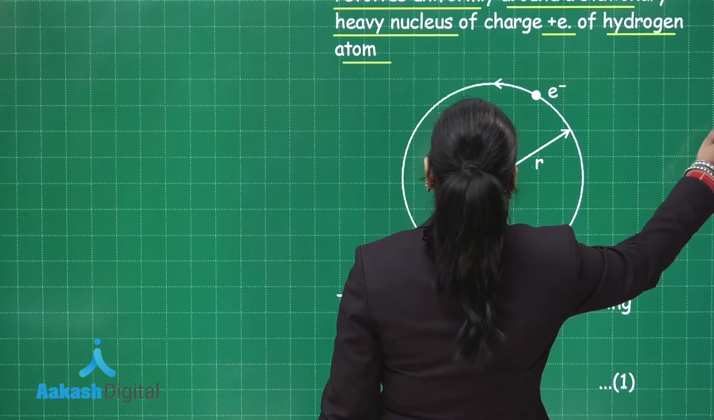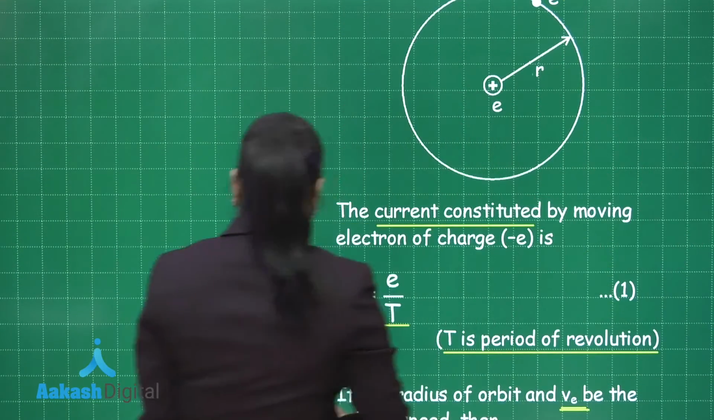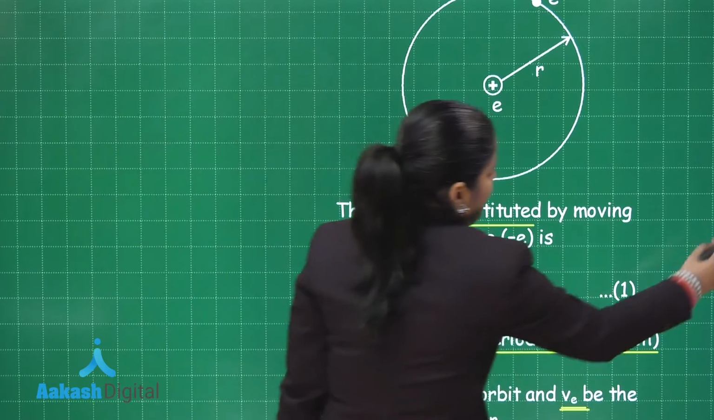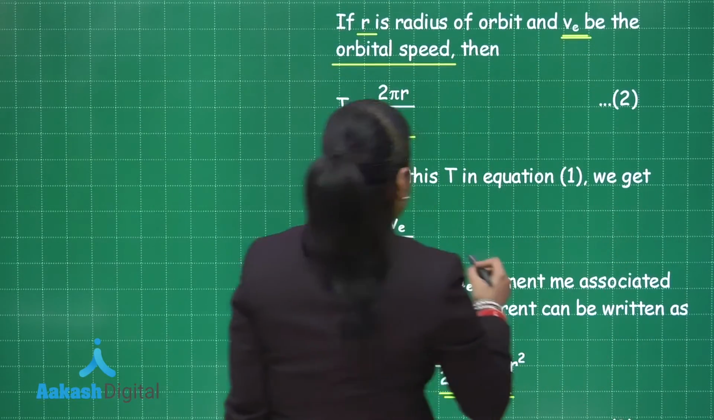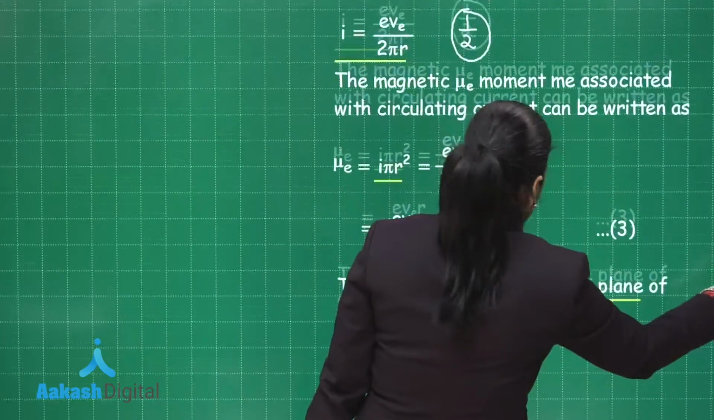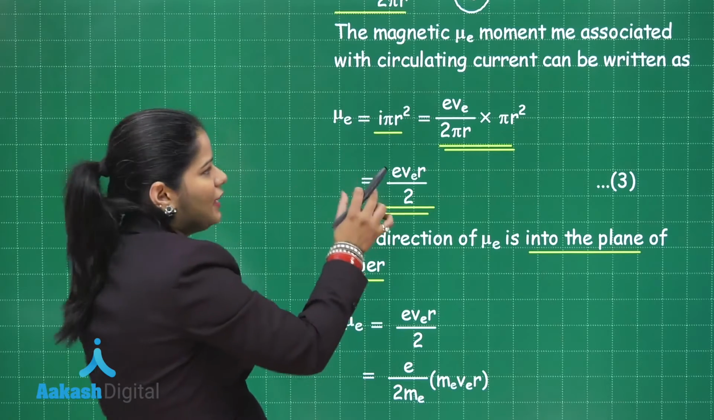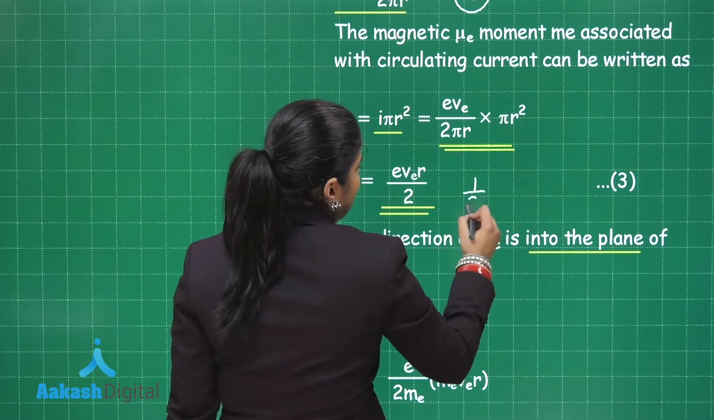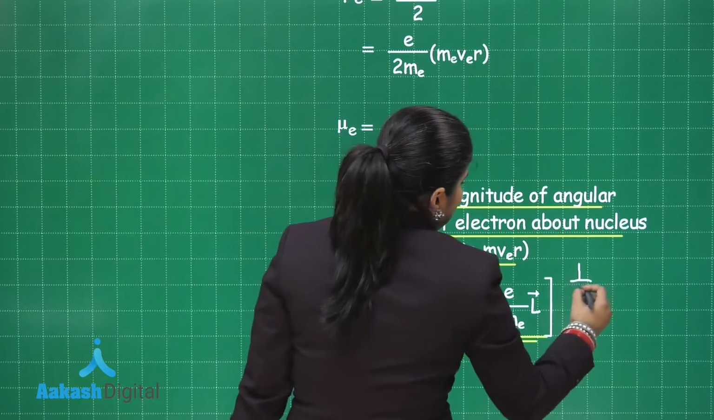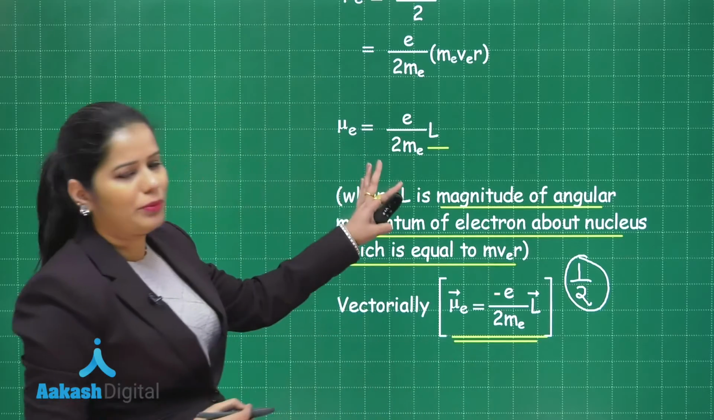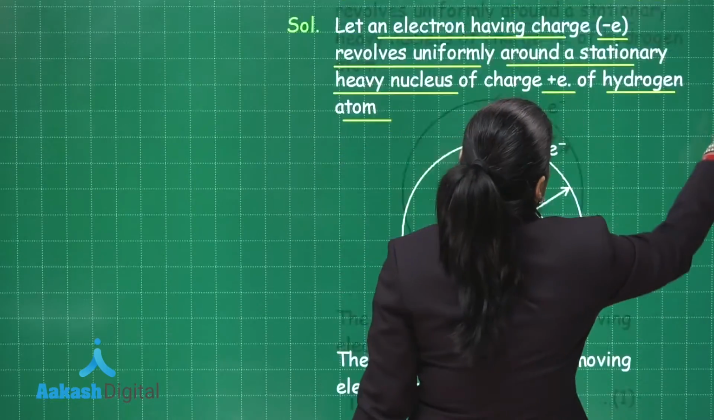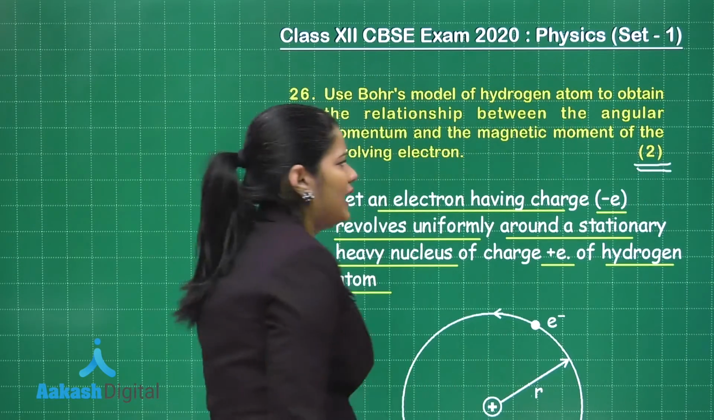Now let me explain the marking scheme for this question. You will get half mark for writing the derivation till here. You will get another half mark when you substitute the value of t and find the value of I. You will get another half mark when you write the correct formula of magnetic moment and find its value. And you will get another half mark when you easily find the relation between magnetic moment and angular momentum. So this is how you will fetch 2 marks for this derivation as well. I hope this is clear to you.